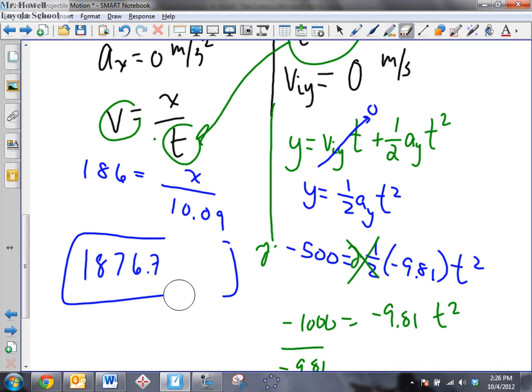Meters per second. Oh, people. Displacement is only meters. We're looking for the horizontal displacement. You measure it as a length. Length is measured in meters, please.